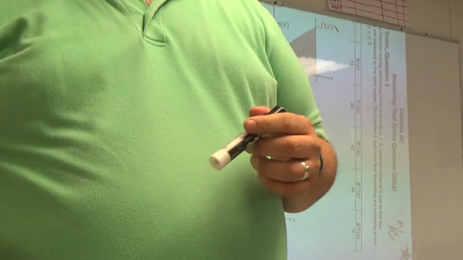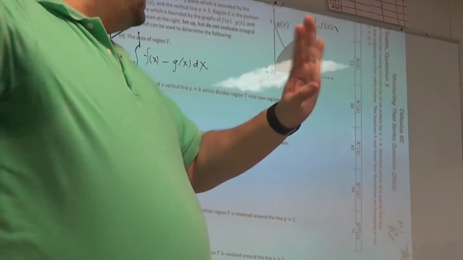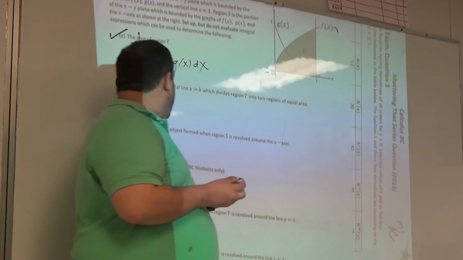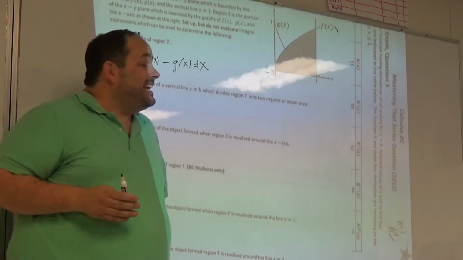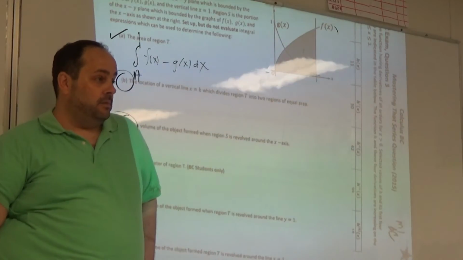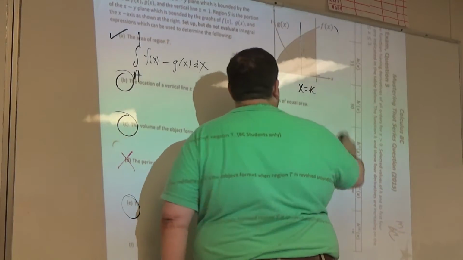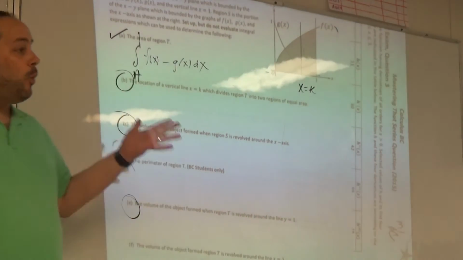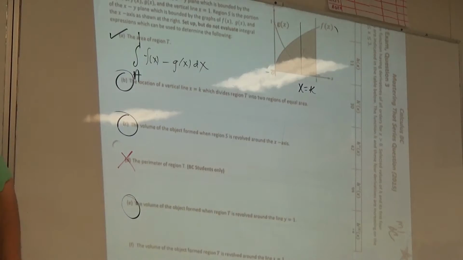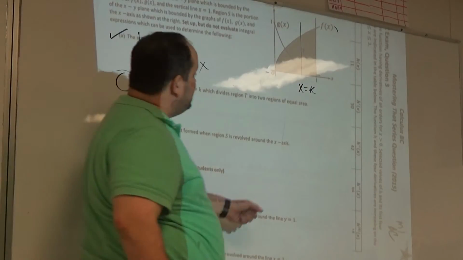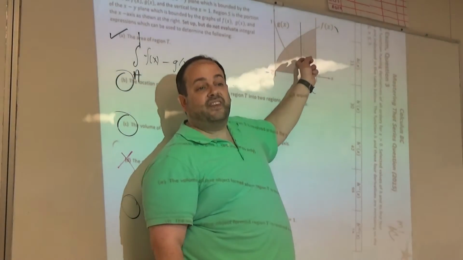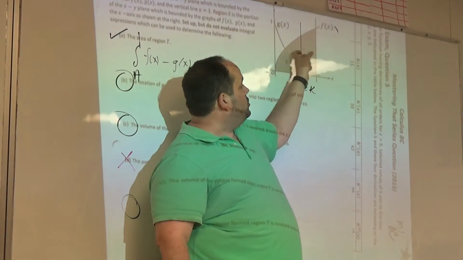All right, real quick. Where are the folks that are still on part B? Okay, part B, the location of a vertical line x equals k. So I'm just going to draw it somewhere. What's so special about this vertical line? What does it do? I only want to talk to the folks that are still on B. It divides region T. How does it divide it? Into 2 equal parts.